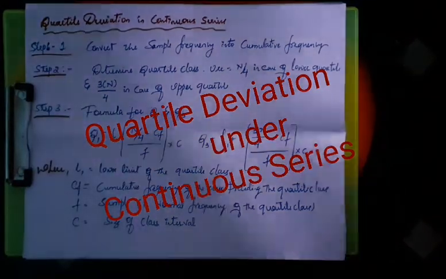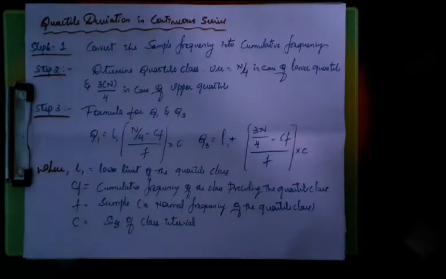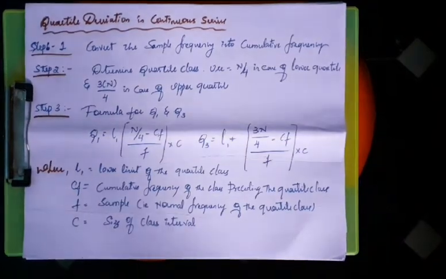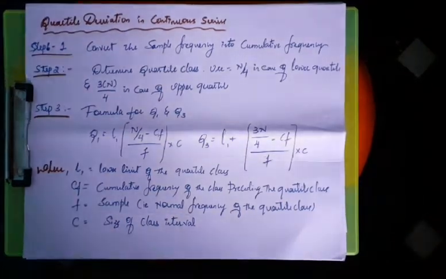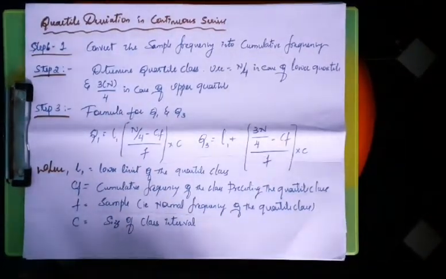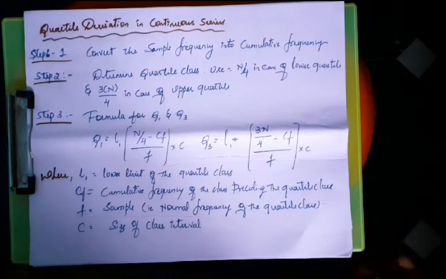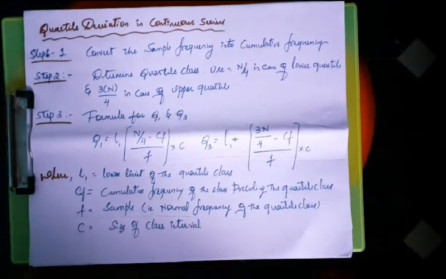In today's class, we are discussing the quartile deviation under continuous series. To work out the sums under continuous series, we have to follow three important steps. The first one is converting the sample frequency into cumulative frequency. Whatever the normal frequency they have given in the sum has to be converted into the cumulative frequency. That is the first step.